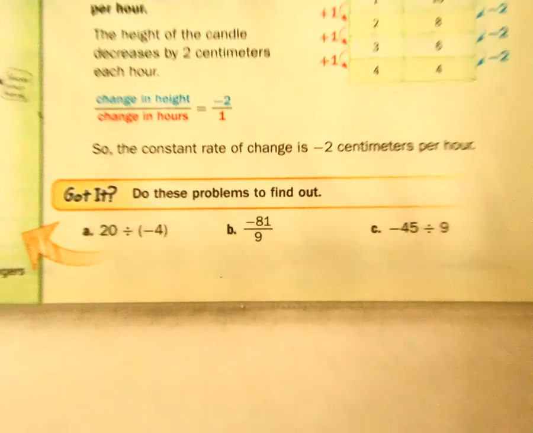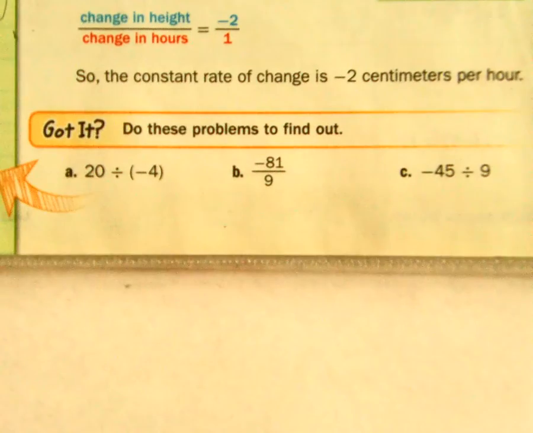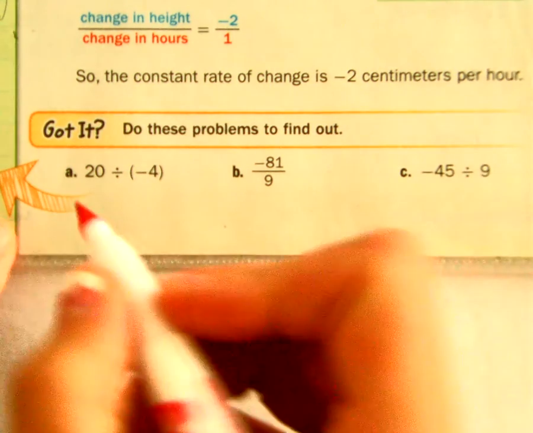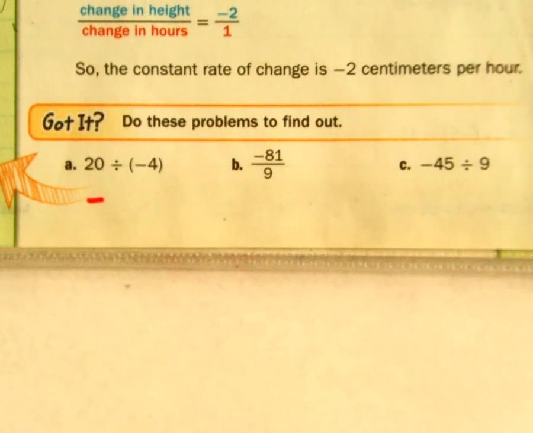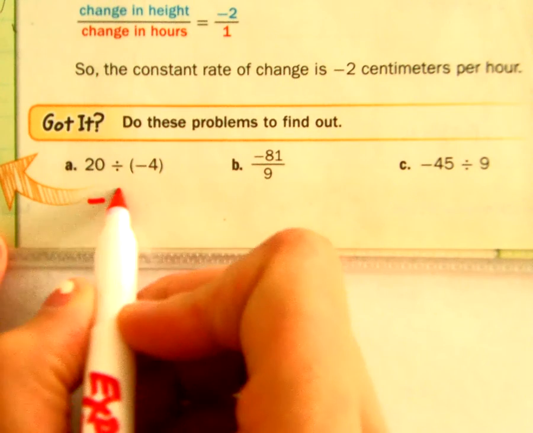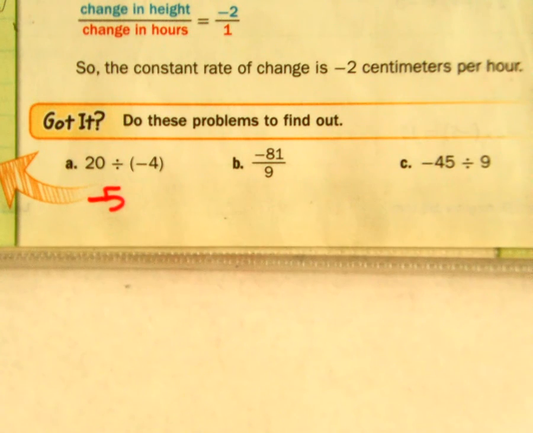Letter A, we have 20 divided by negative 4. Again, I look at my signs. What do I have? I have a positive and a negative, so I know right away that my answer is going to be negative. And then I take 20 divided by 4, which I know is 5. So 20 divided by negative 4 is negative 5.